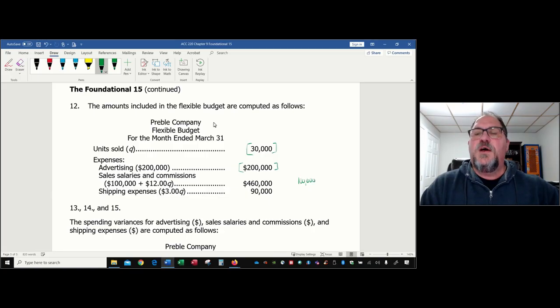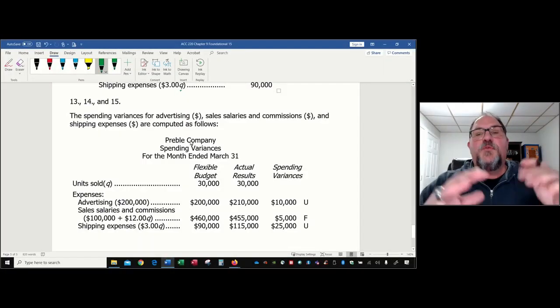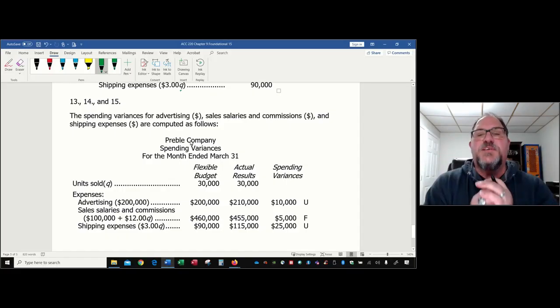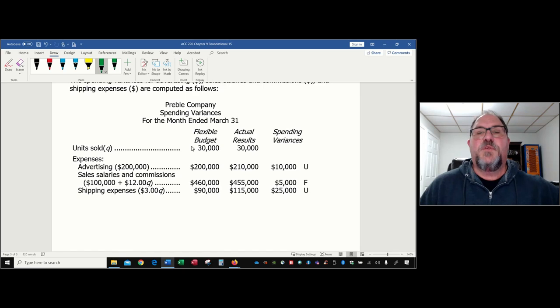And then $12 times 30,000 units. So that's where they got this number right here. And then shipping expenses were $3 per unit. That was all variable. There's your total. Okay? All right? 13, 14, and 15, now that we're taking this information and putting it together and comparing the two. So, here's our flexible budget. Here's our actual results.